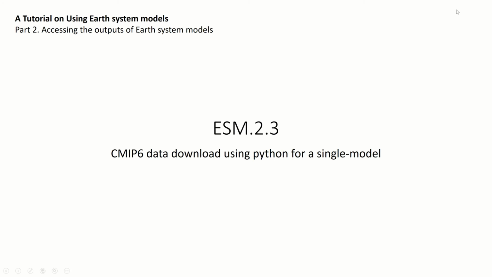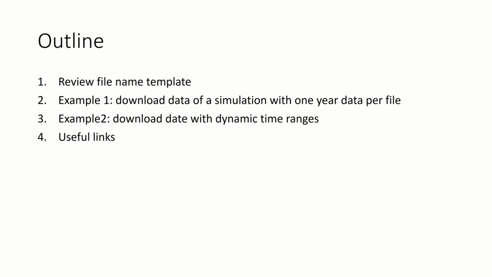Welcome to the third video part of this tutorial. In this video you will learn how to download CMIP data using Python for a single model. In the next two videos I will show this for a single model ensemble, like multiple realizations of a model, and then I will show this if you have many models, like how to handle your workflow.